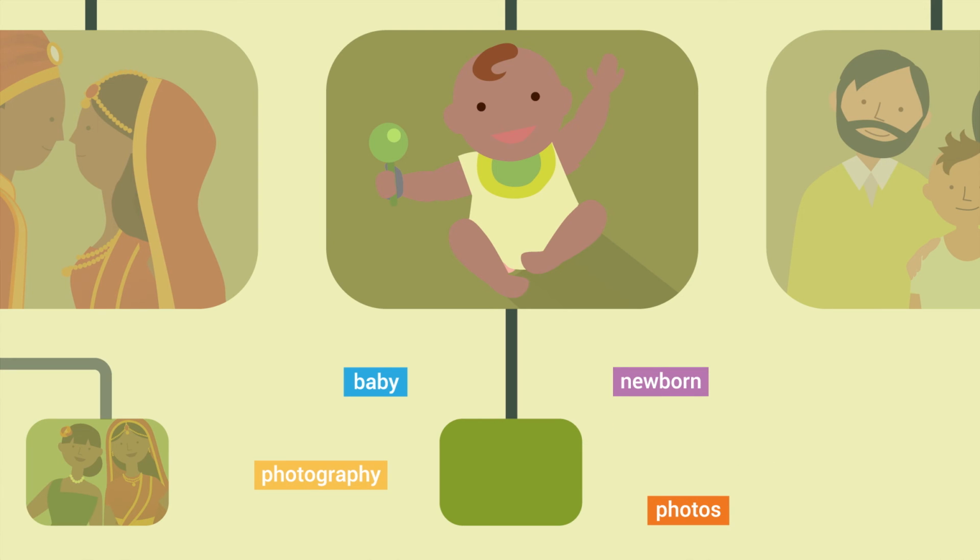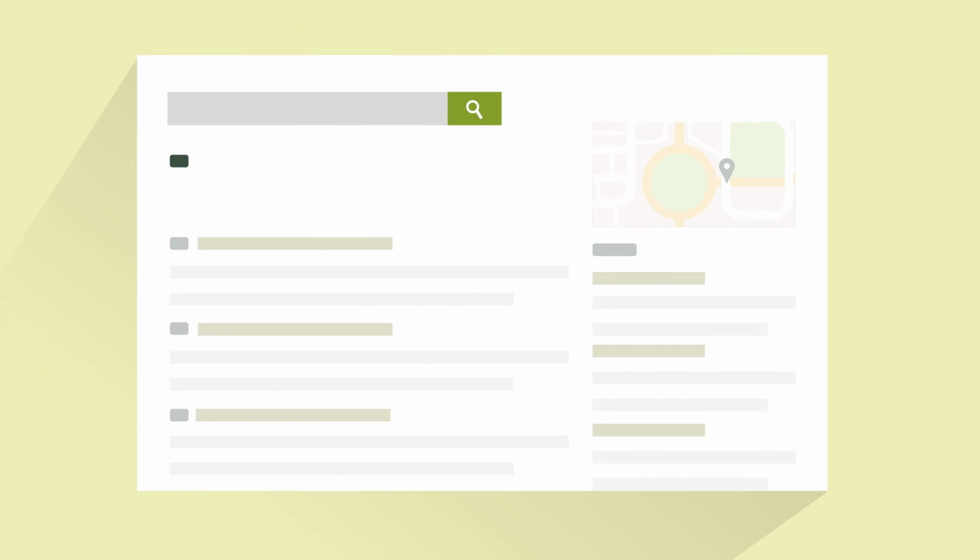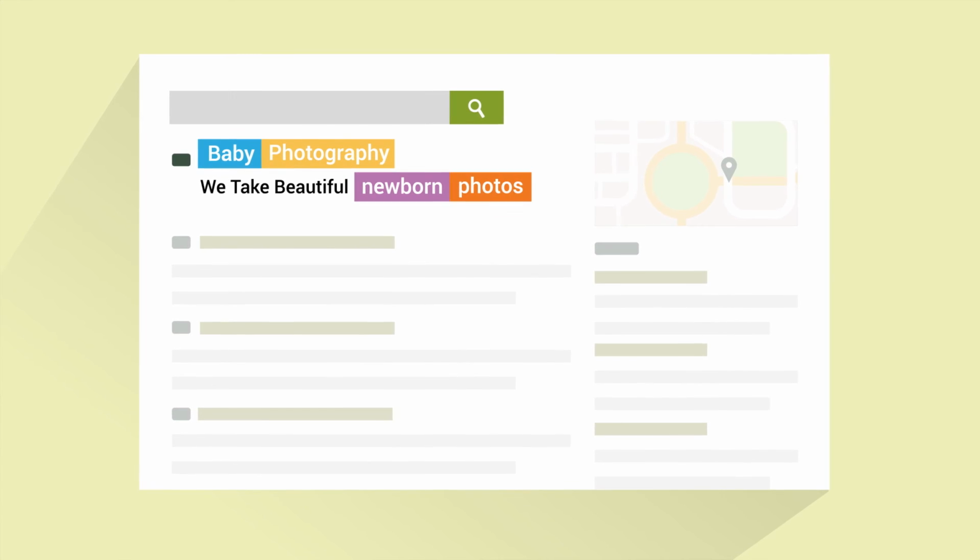For example, keywords like baby photography or newborn photos. Now you can write an ad that corresponds to the keywords, like baby photography. We take beautiful newborn photos. Affordable rates, book now. If someone searched for your keyword baby photography, this would be a relevant ad. To sum up, no matter what type of business you have, your SEM campaigns should have a solid, well thought out structure. By dividing your products or services into separate campaigns and ad groups, you can show ads that help customers find exactly what they're searching for, which is a win-win for everyone.